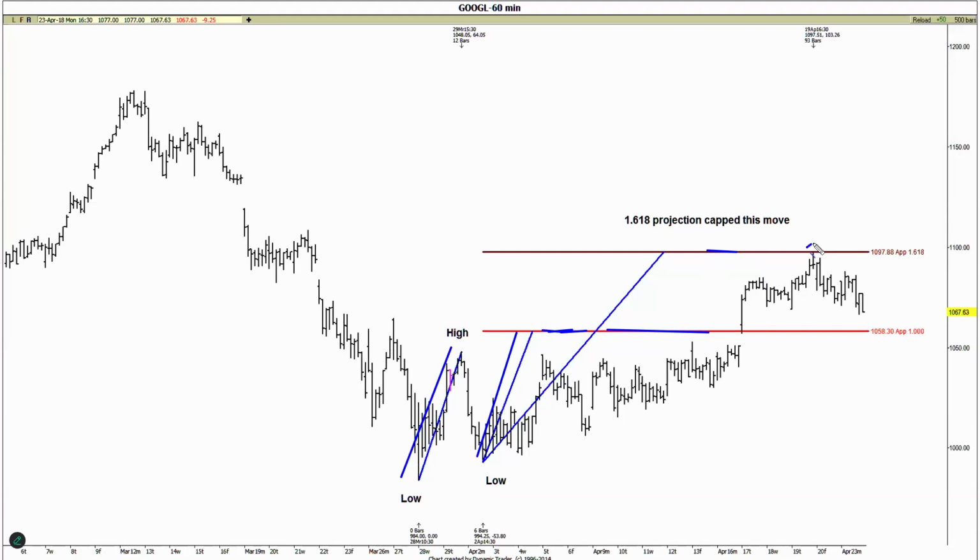Again, I don't want to show you like everything is hitting perfectly, because if you look for that, you're never going to find it. You just want to be close. Okay, so you can see that here, when we did get to that 1.618 projection, we did start to see a pullback. This was actually a 60-minute chart in Google.